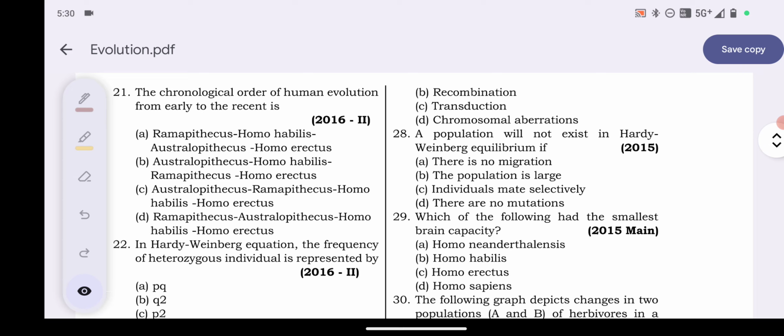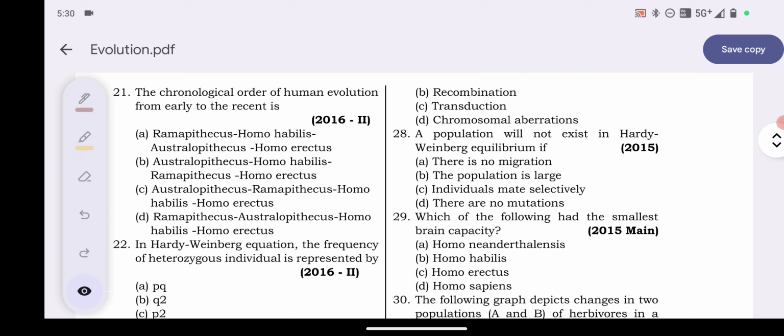Question number 28. A population will not exist in Hardy-Weinberg equilibrium if there is no migration, the population is large, individuals mate selectively, there are no mutations. So what will be the answer? Here the answer will be option C, individuals mate selectively. One of the conditions for a population to be in Hardy-Weinberg equilibrium is that it has no mutation. Individuals who mate selectively shift the Hardy-Weinberg equilibrium. So C option is the correct answer.